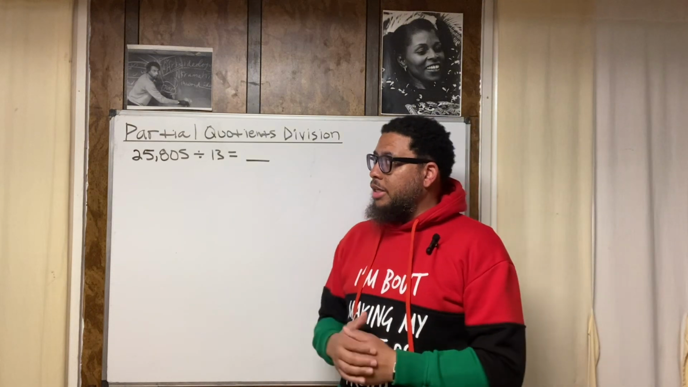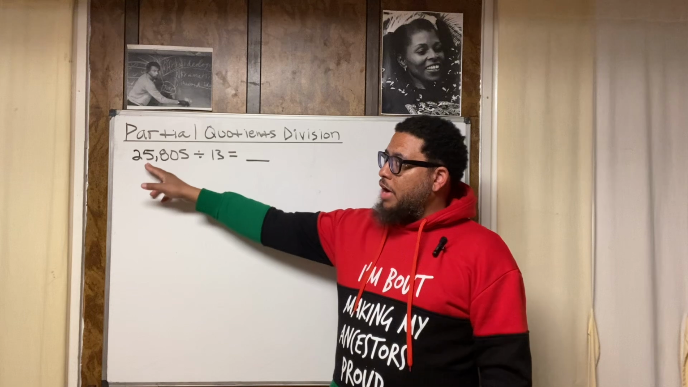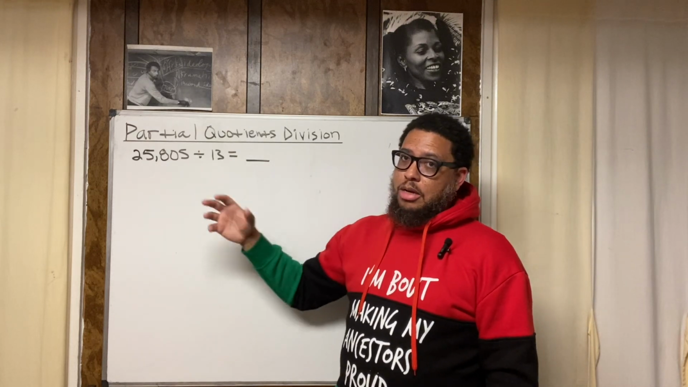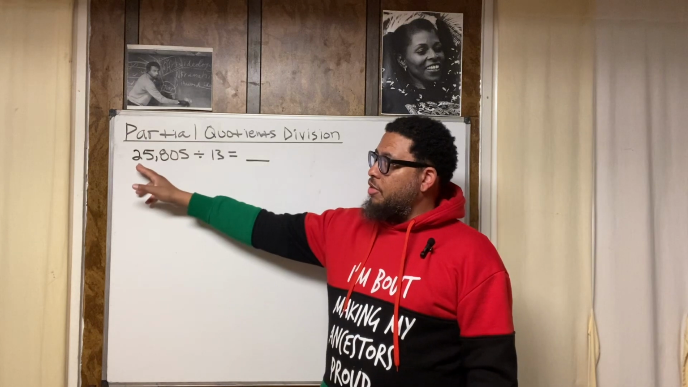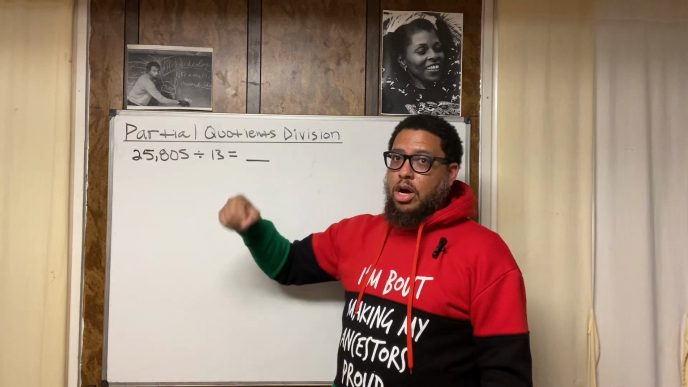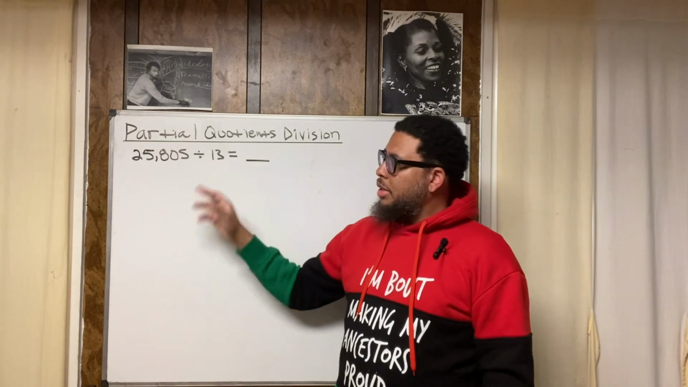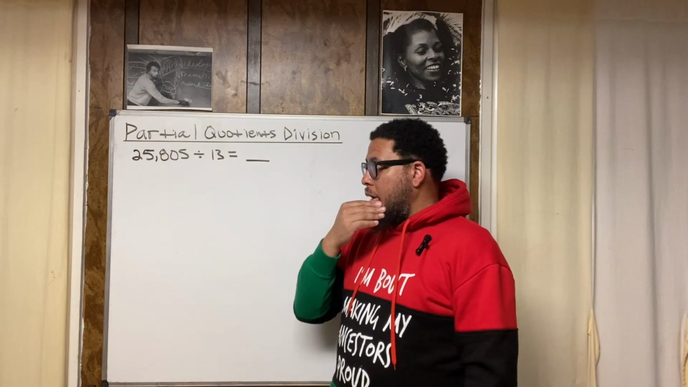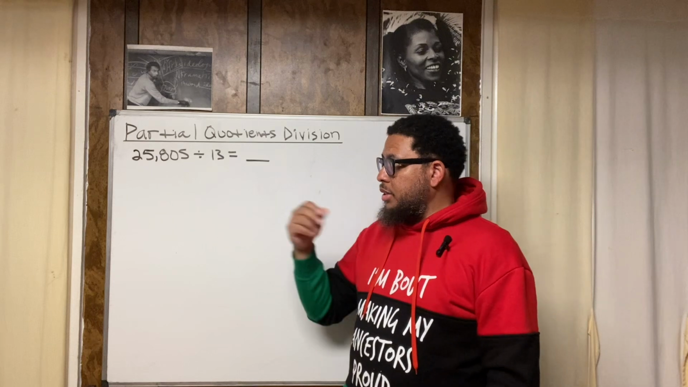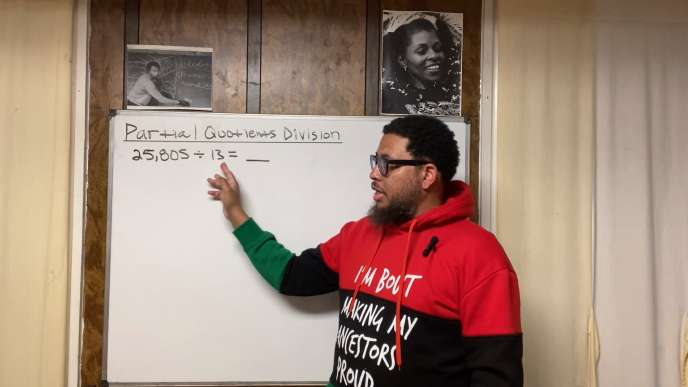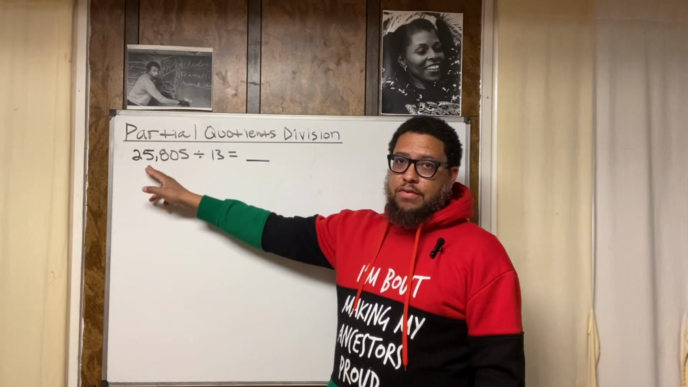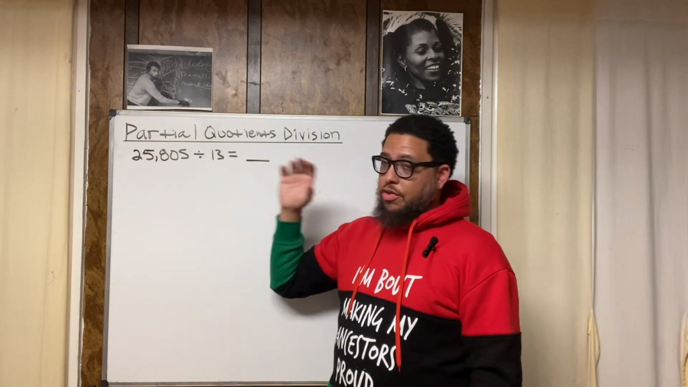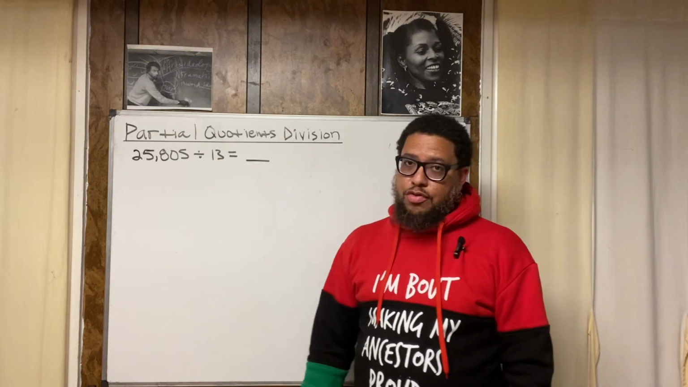All right, let's check the numbers out. Our dividend is 25,805. Our divisor is 13. Now, if this was set up like a fraction, just so you know, 25,805, our dividend, would be our numerator, and the 13, our divisor, would be our denominator. Now, what we want to know is how many 13s can fit into 25,805, or how many groups of 13 can fit into 25,805.